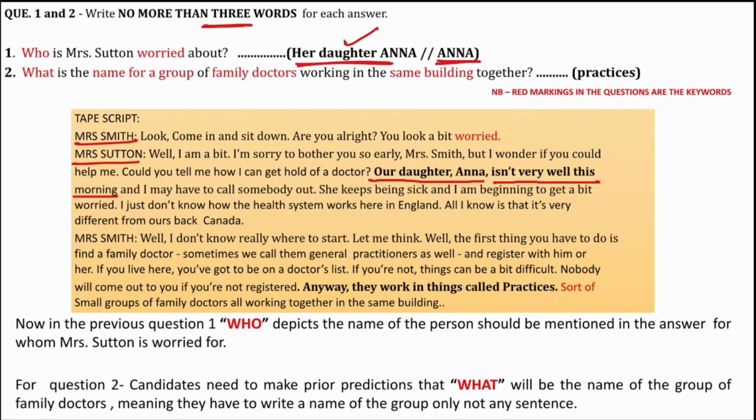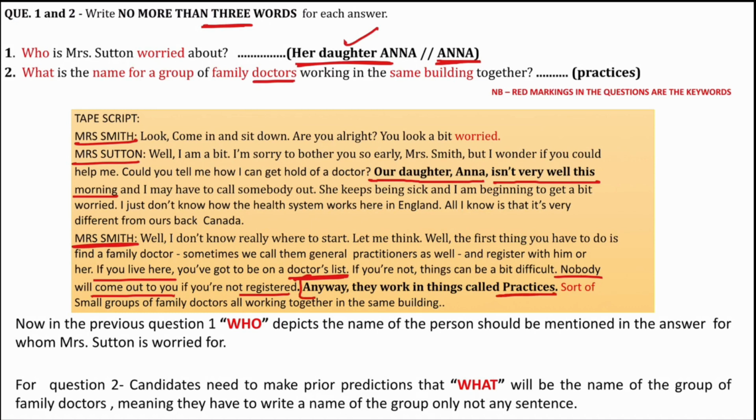Then for the second question, the keywords will be here in Mrs. Smith's conversation. That she said that if you live here, you've got to be on the doctor's list. So that means family doctors and doctors are your keywords which you can match up in the conversation. Then she used the sentence that nobody will come out to you if you are not registered. Anyway, they work in things called practices.